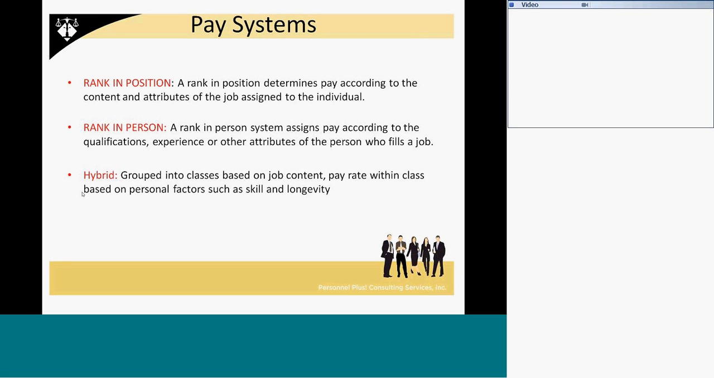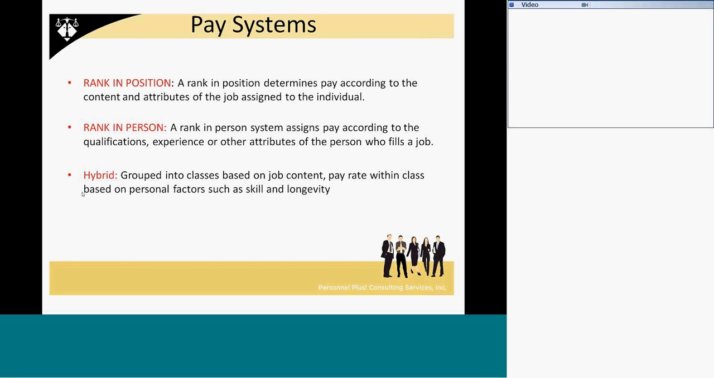But in practice, we have something referred to as a hybrid system, and in a pay system that's a hybrid, you have people grouped into job classes on rank and position sorts of things. So, for example, all people who work as civil engineers are grouped together, all people who work as HR people are grouped together and put in a certain class. But within the class, there's variable pay based on personal factors, in other words, rank and person factors.